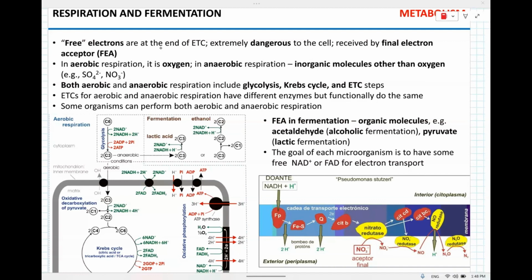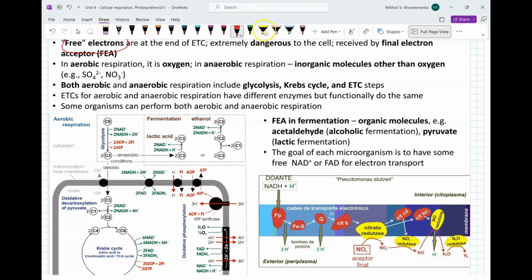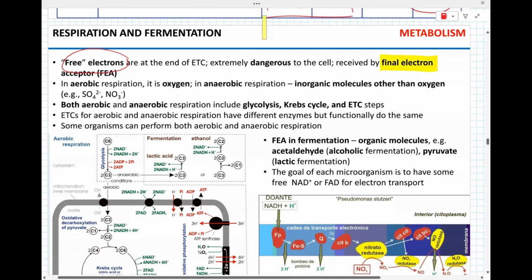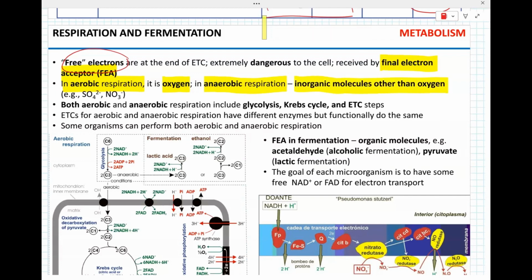So as we just figured out, at the end of the electron transport chain, there are free electrons, and free electrons cannot remain free, so they will be received by the final electron acceptor. So in aerobic respiration, the final electron acceptor is oxygen. In anaerobic respiration, the final electron acceptor is various inorganic molecules other than oxygen, for instance, sulfate or nitrate.